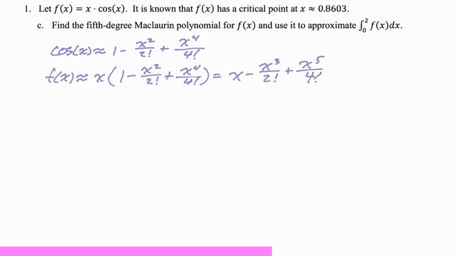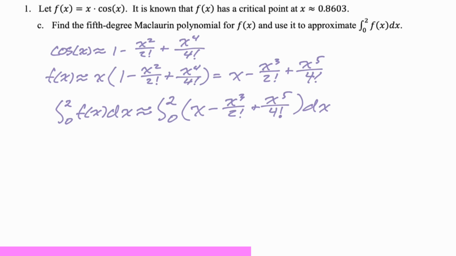So x times that thing is x minus x cubed over 2 factorial plus x to the 5th over 4 factorial. So our actual integral is going to be approximately the integral of the polynomial that we just found for f of x. So we're going to integrate this. This is just reversing the power rule, possibly part of why they're called power series. So 1/2 x squared, and then you do plus 1, so x to the 4th over 4, and there's still 2 factorial. And then plus 1 will give us x to the 6th over 6, and then there's still a 4 factorial. And then we're going from 0 to 2.